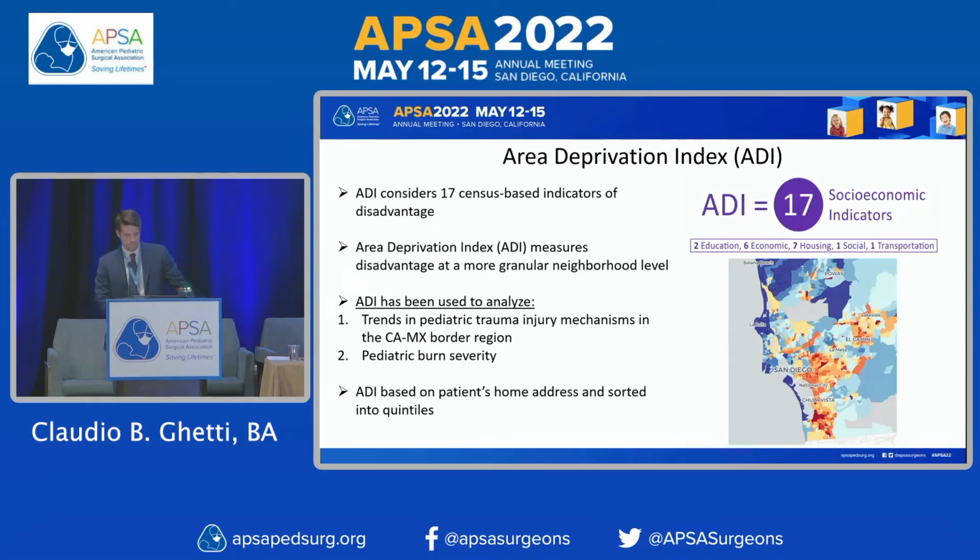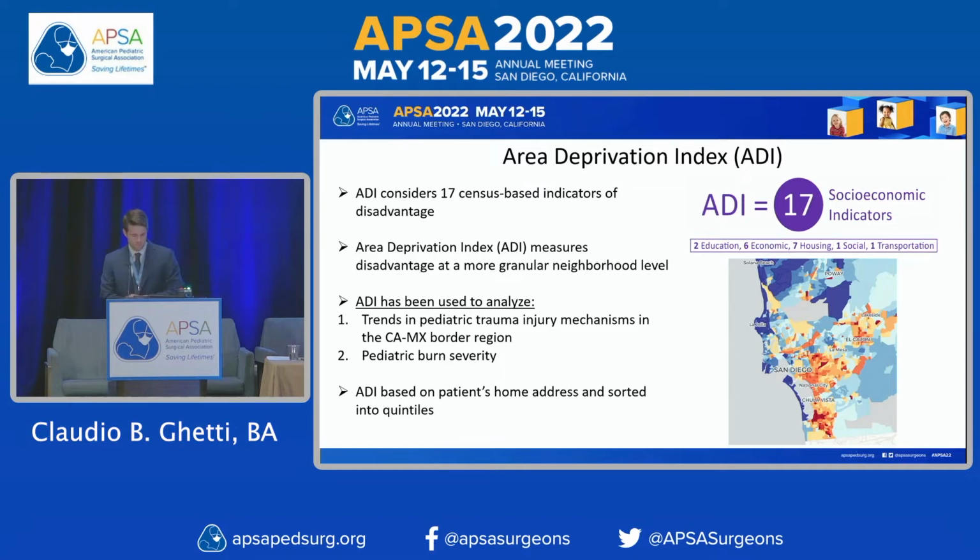The metric that we used in the study to quantify neighborhood socioeconomic disadvantage was the Area Deprivation Index. This is a metric that considers 17 census-based indicators of disadvantage, among which include educational, economic, housing, social, and transportation indicators. The reason that we chose the ADI was it provides a much more granular look at the neighborhood level of disadvantage. I've included an ADI map of San Diego County in the bottom right for you to take a look at. And as you can see, there's a high level of heterogeneity even in San Diego. And so that's why it's important to look at the neighborhood level, and ADI allows us to do that.